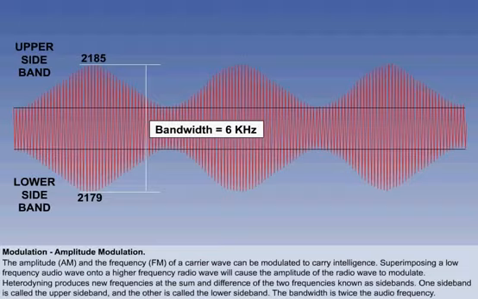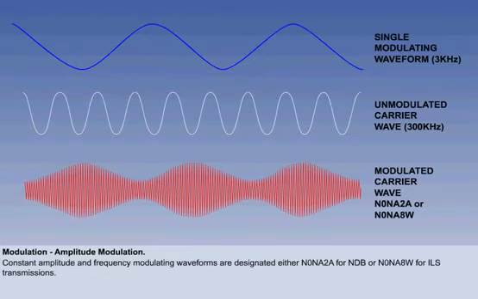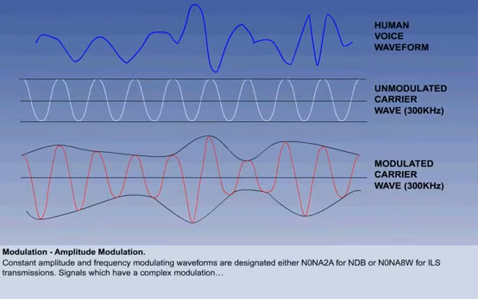Where the modulating waveform is constant in amplitude and frequency, as we have just looked at, it is designated N0N, A2A or N0N A8W. The N0N refers to the continuous carrier wave, and the A2A relates to NDB ident transmissions, while the A8W relates to ILS ident transmissions. The human voice, however, varies in both amplitude, that is volume, and frequency, that is pitch, and so the modulating waveform is complex, and its effect on the carrier wave is shown here.